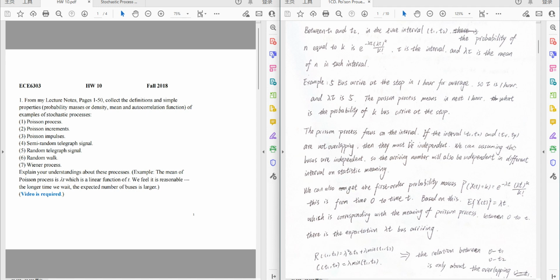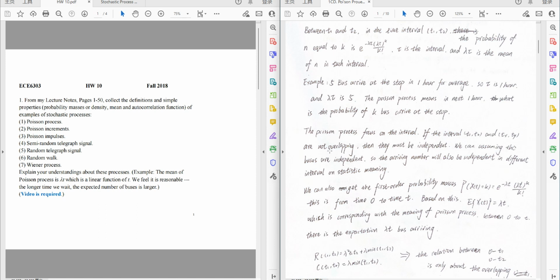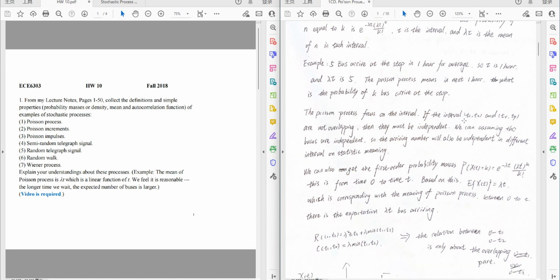This process focuses on the interval, and if the intervals (t1, t2) and (tx, ty), maybe (t3, t4), are not overlapping, then they must be independent. For this property, we can assume that the buses are independent. So the arriving numbers will also be independent in different intervals, in the statistical meaning.